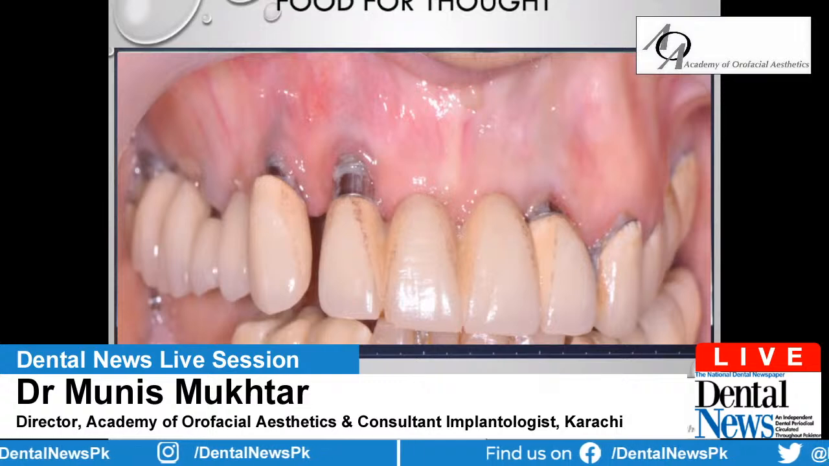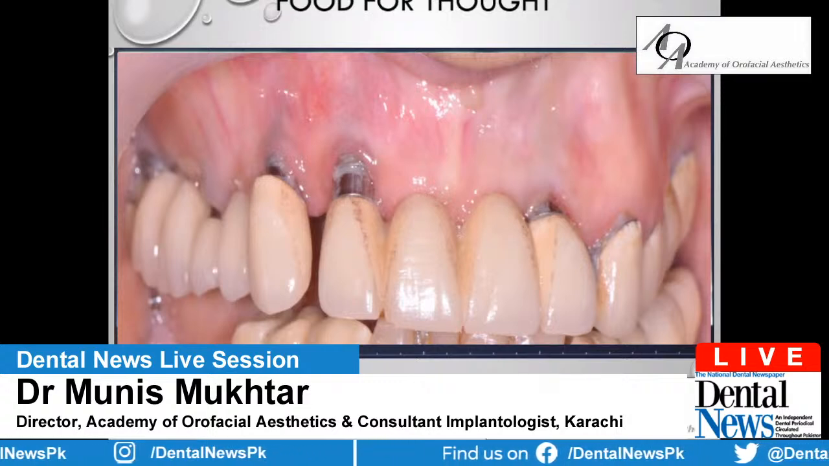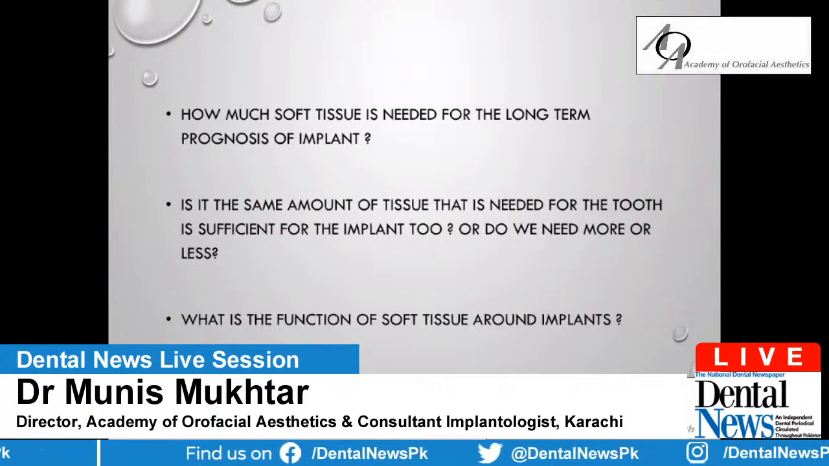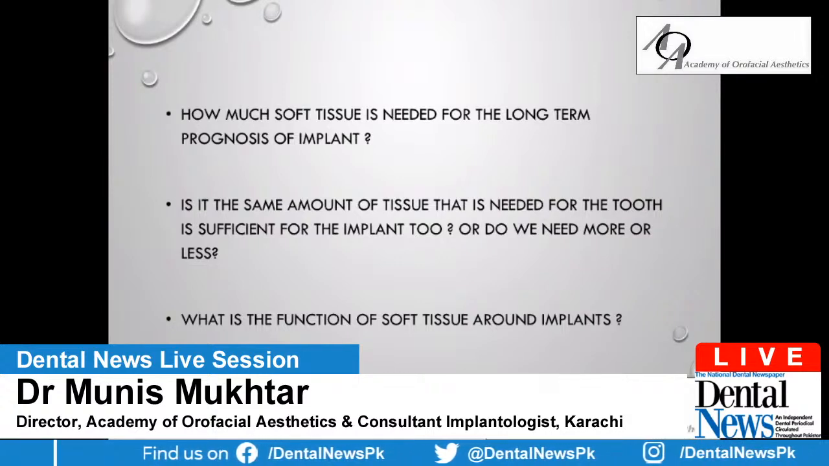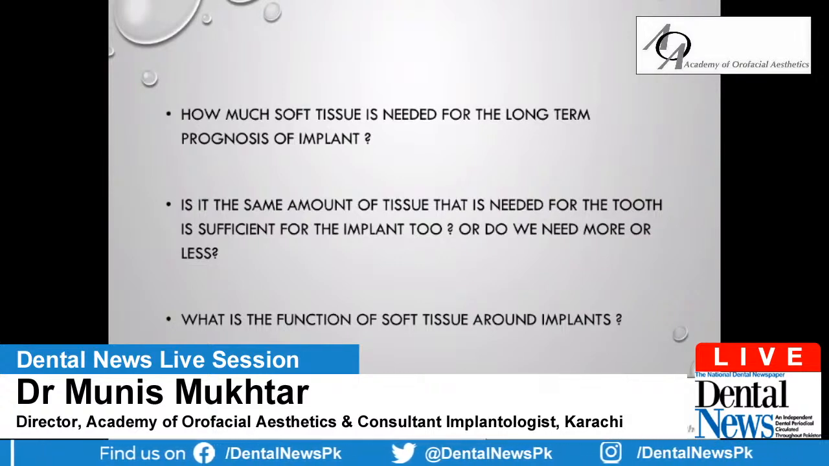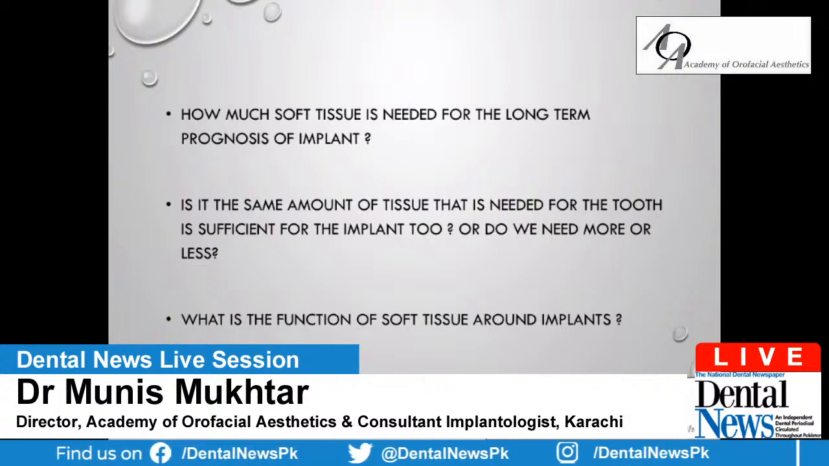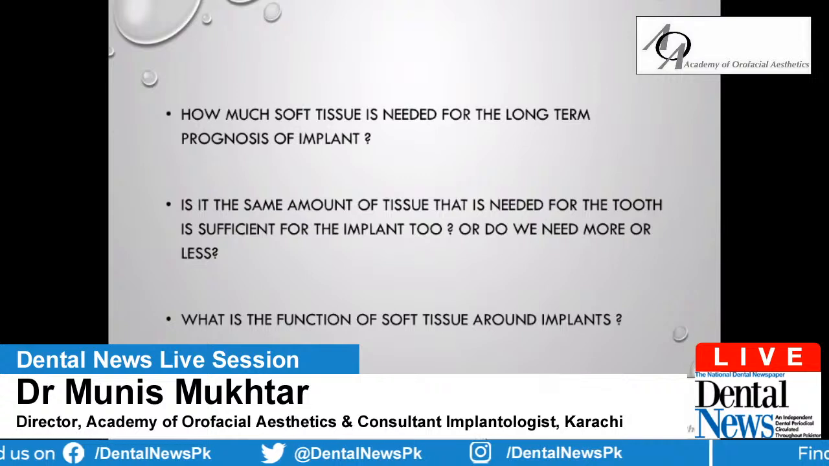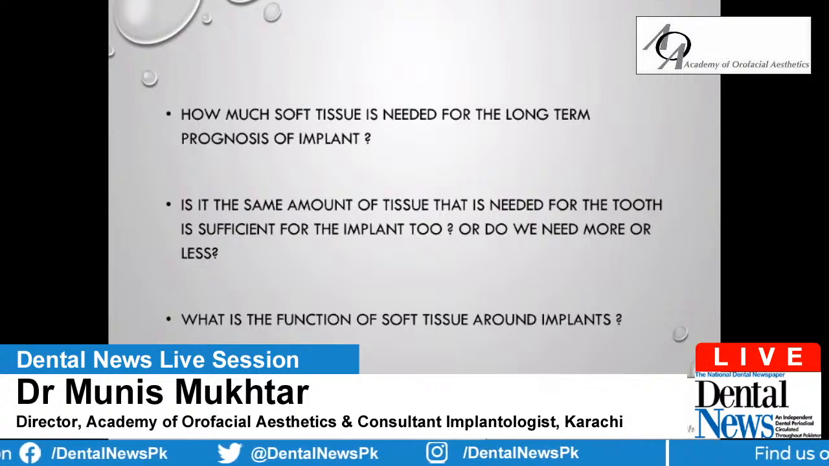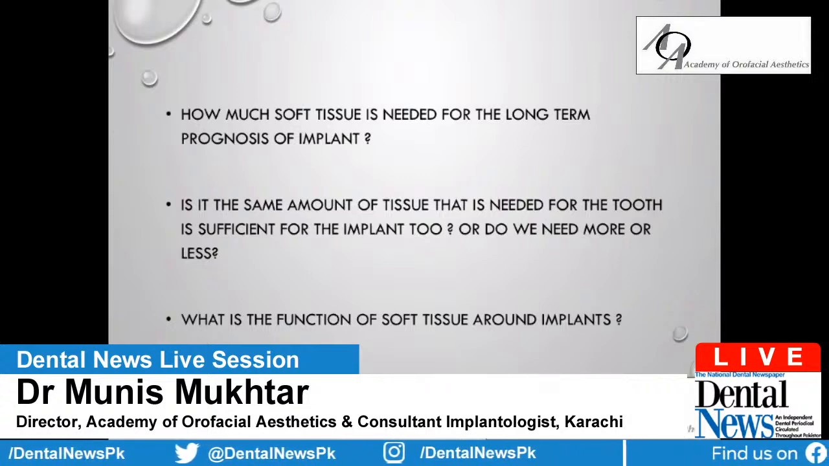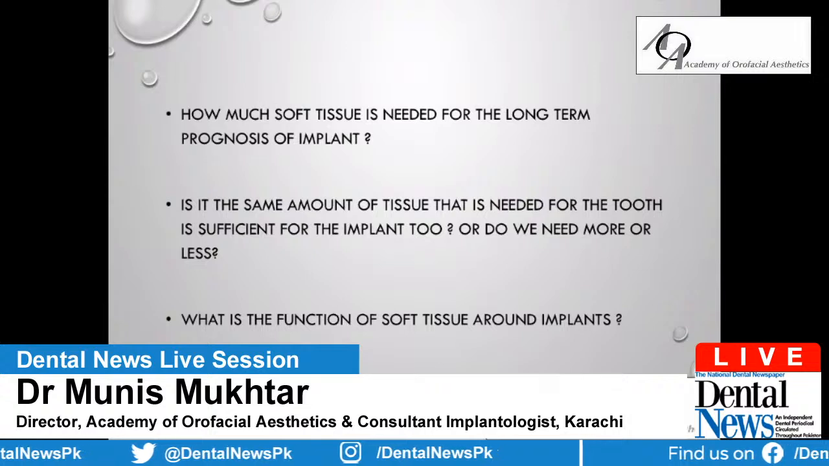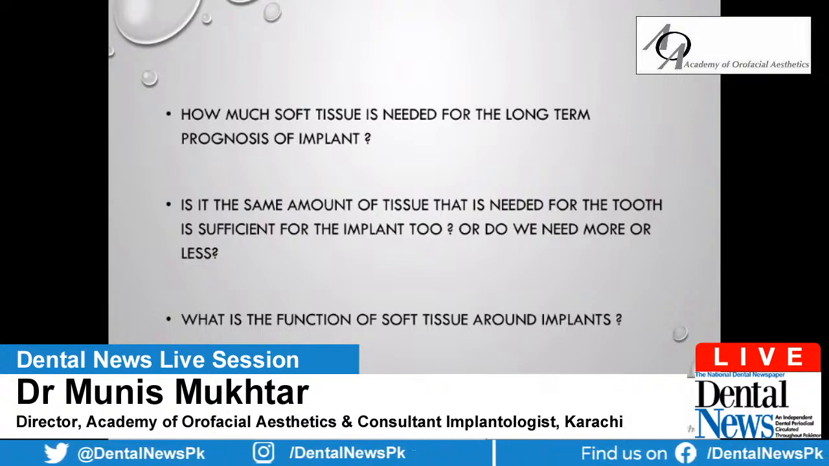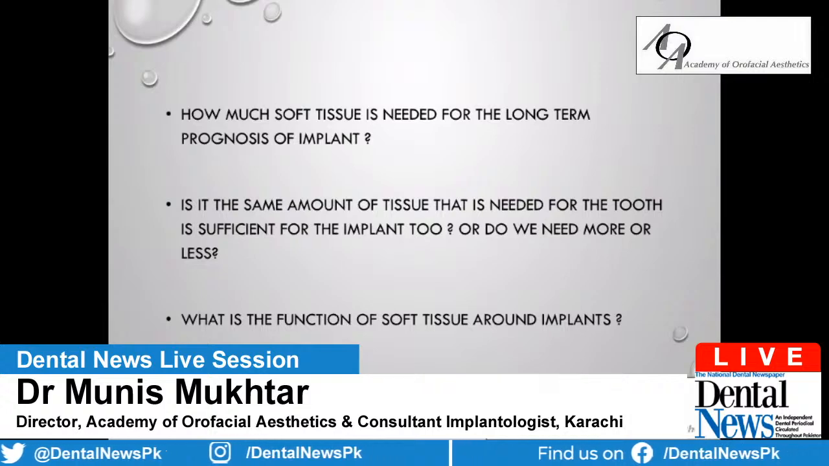And then I started going through literature and the diagnosis of implants. These are a few questions which normally arise when we talk about soft tissue. Is it the same amount of tissue that is needed for the tooth? Or is it sufficient for the implant too? Or do we need more or less? What is the function of soft tissue around implants? By the way, why do we need soft tissue? These are a few things which I believe are important before going for any case or diagnosis.